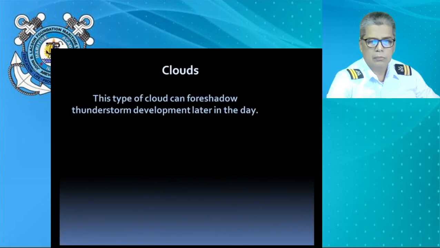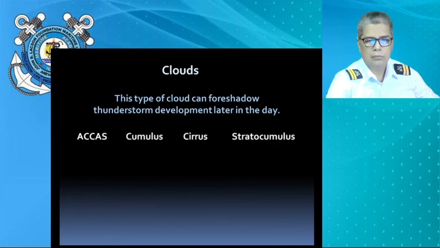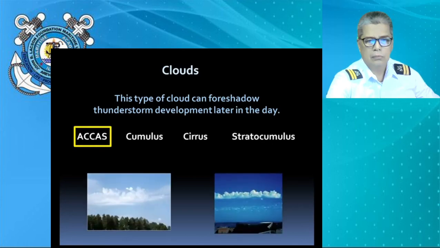This type of cloud can foreshadow thunderstorm development later in the day. Are they accus, cumulus, cirrus, or stratocumulus? These are accus clouds, which is short for altocumulus castellanus. These clouds point to instability in the atmosphere that can lead to thunderstorm development.